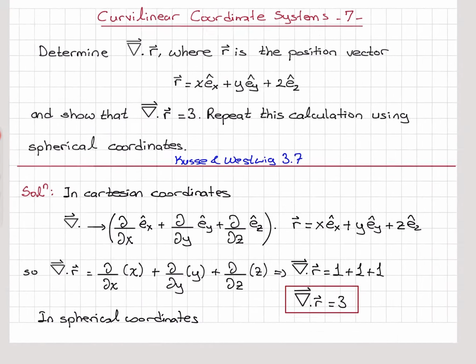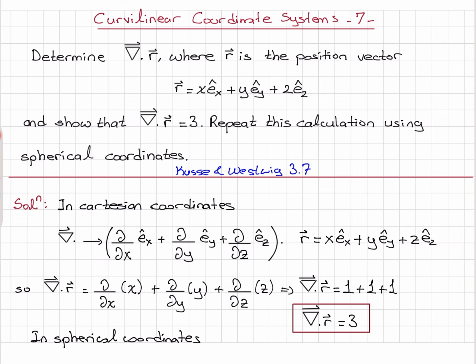And this was the suggested answer. Divergence of r is 3. So show that it is 3. In Cartesian coordinates, the divergence is straightforward.